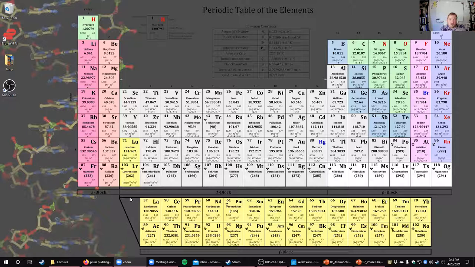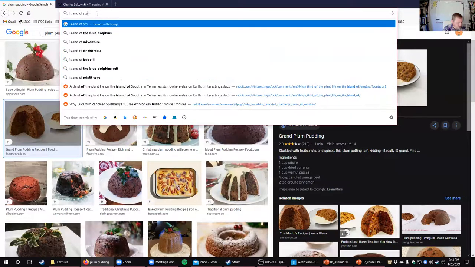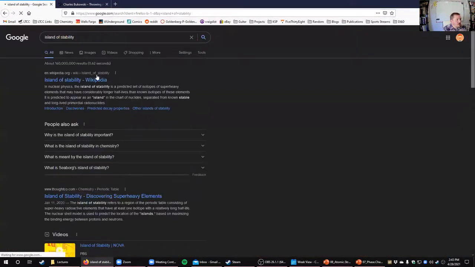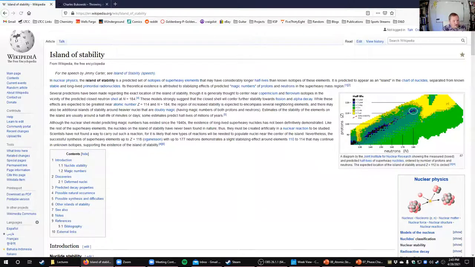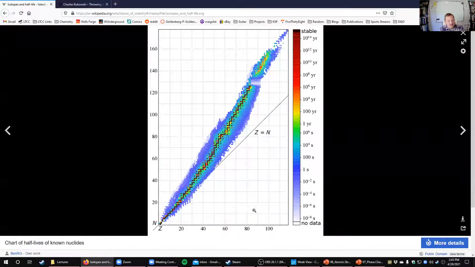In theory, the strong nuclear force and the weak nuclear force should actually cancel each other out, and you should get stable nuclei again once you get up into the 120 to 125 range. They call that the island of stability. And so basically the island of stability is a way we have of predicting exactly what elements, what isotopes are going to be stable. And in this case, this is just from Wikipedia. Z is the number of protons and N is the number of neutrons.